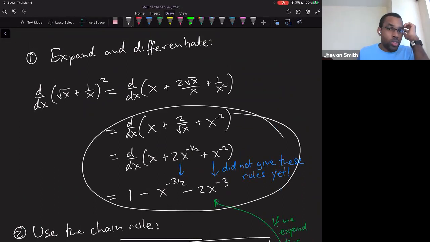So when I had the 2 over radical x, I wrote it as 2x to the minus 1/2, bring the minus 1/2 down, subtract 1 from the power, minus 1/2 minus 1 is like minus 1 over 2 minus 2 over 2 gives you minus 3 over 2. And so, yeah, those were the derivatives right there.